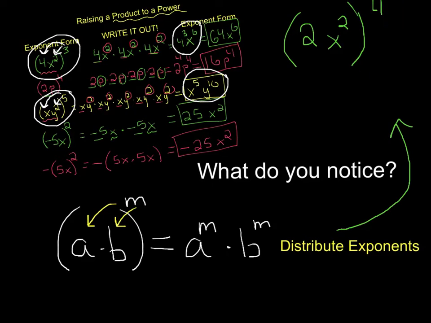If we distribute the exponents, it would be 2 to the fourth power, and then it would be x squared to the fourth power. Power of a power, we multiply exponents, x to the 8th. And then just evaluate, so that would be 16x to the 8th.